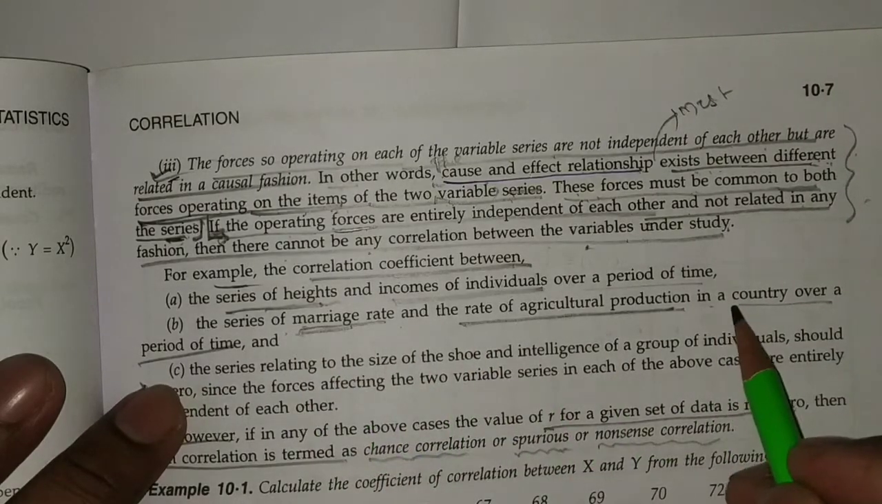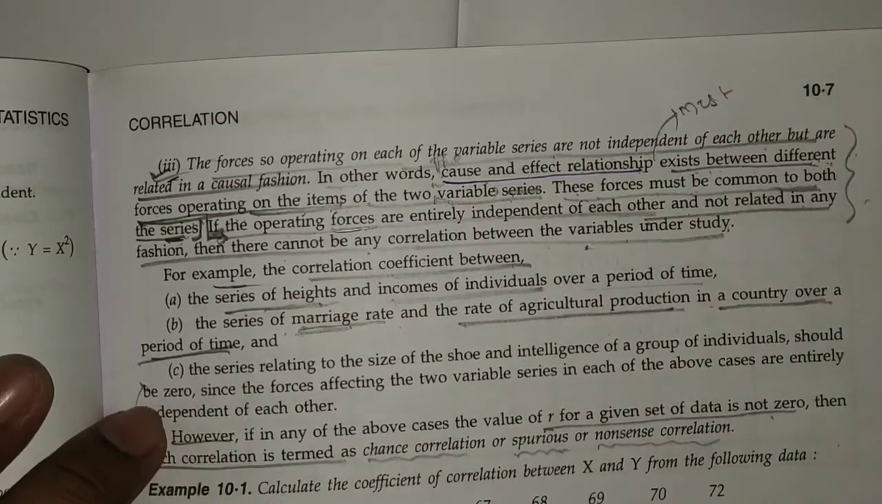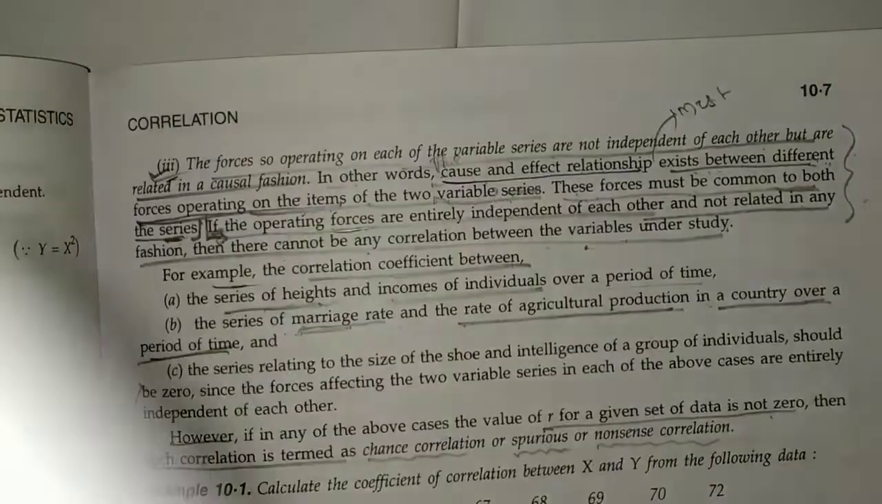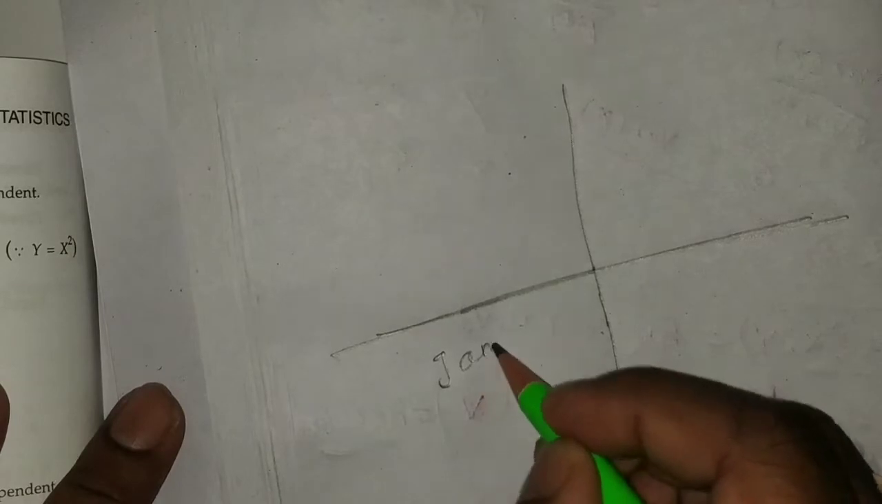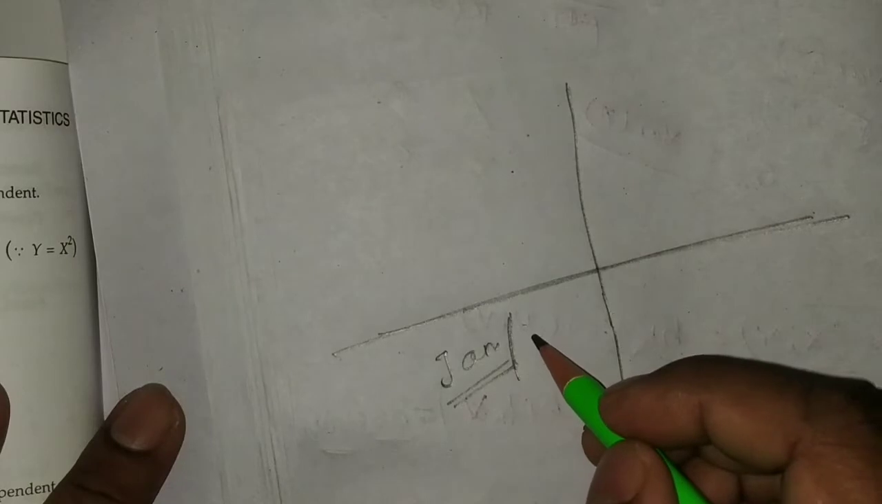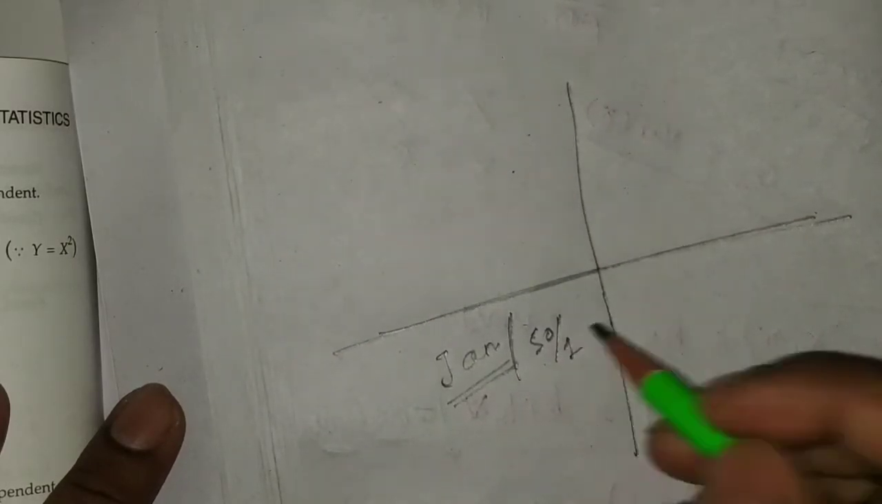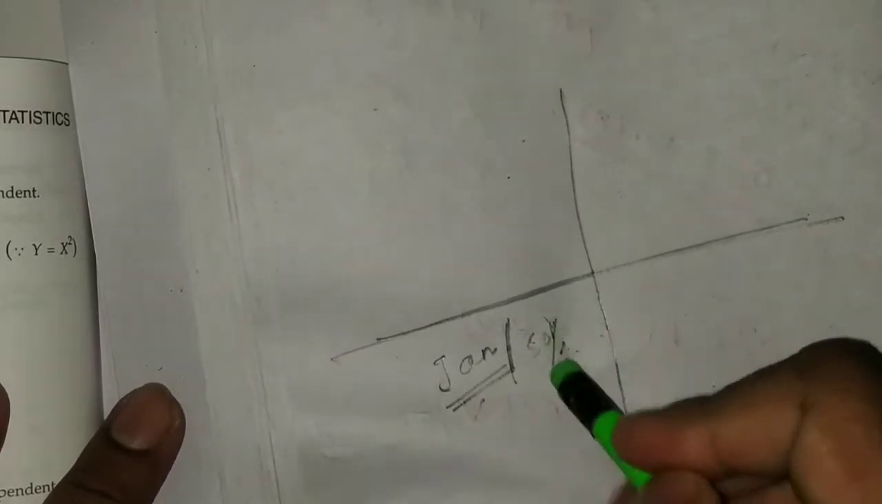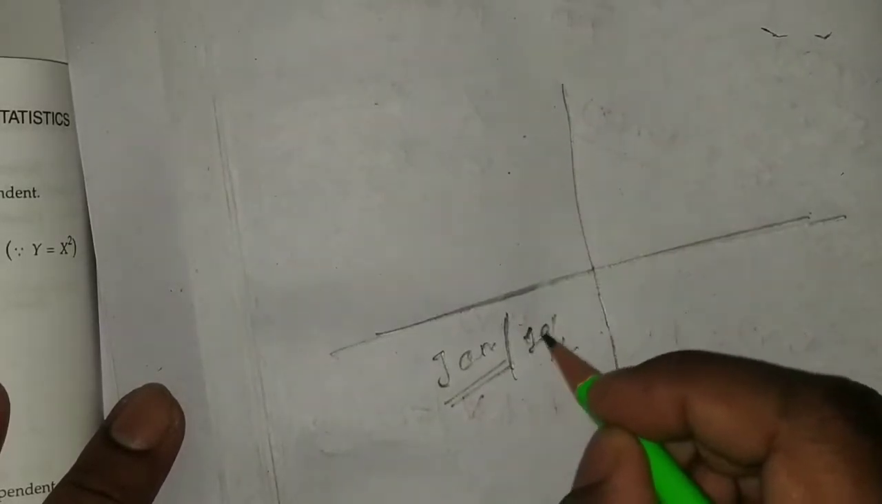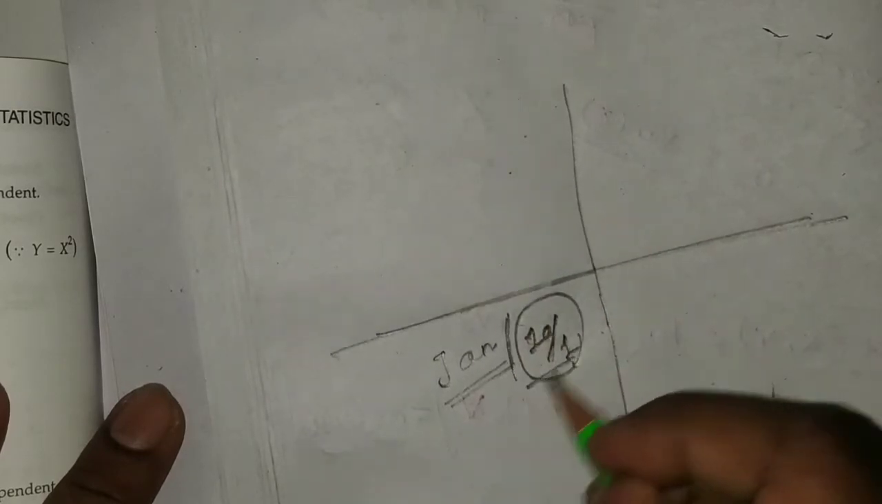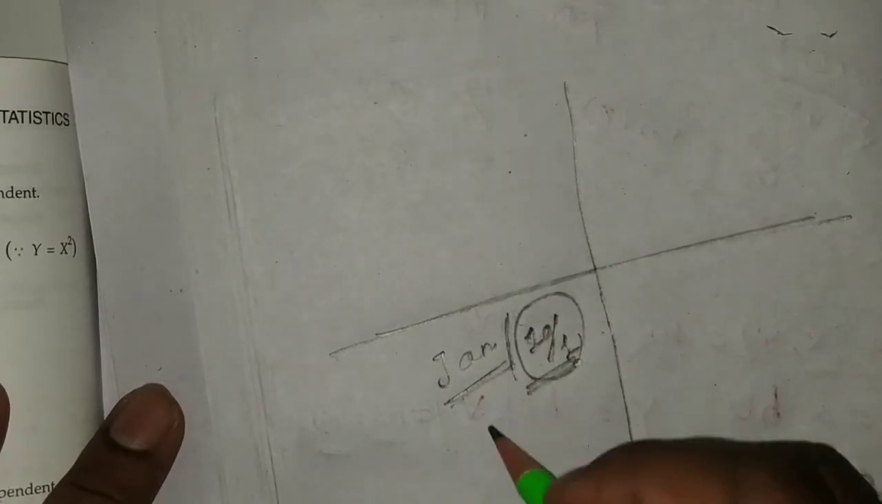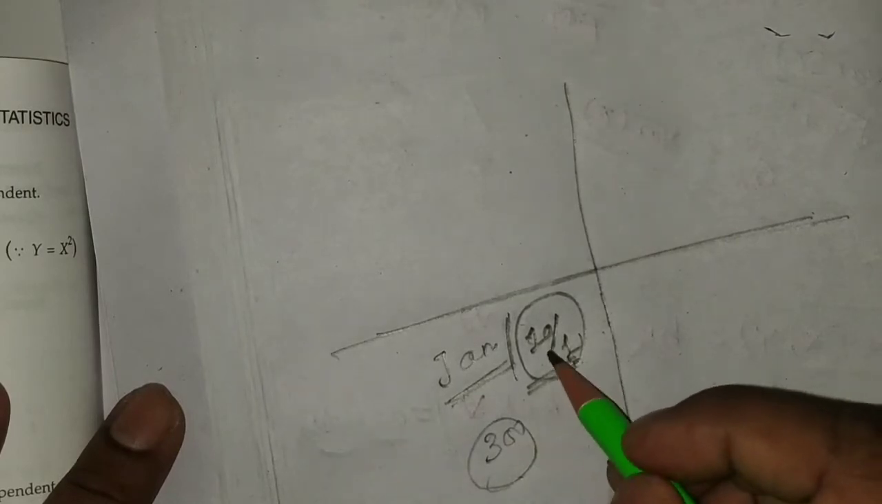in a country over a period of time. That means suppose we are going to consider the rate of marriage of a month. For this, suppose this is January month, rate of marriage, just consider 10 marriages for one day. So suppose in the whole month, 300 marriages, so averagely 10 marriages for one day.